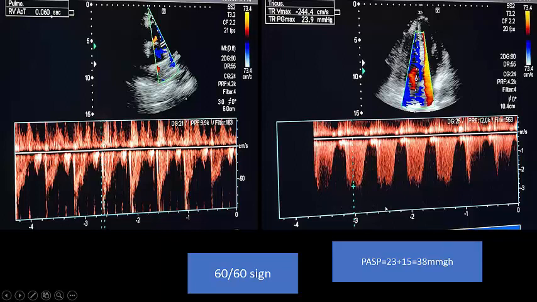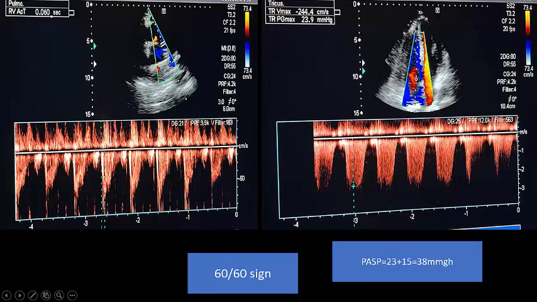This is in contrast to chronic cor pulmonale, in which the right ventricle has time to build up the muscles of the right side and can generate high pressure. In our patient, pulmonary artery systolic pressure is less than 60, it's 38 millimeters of mercury. This is the first 60 in the 60-60 sign.